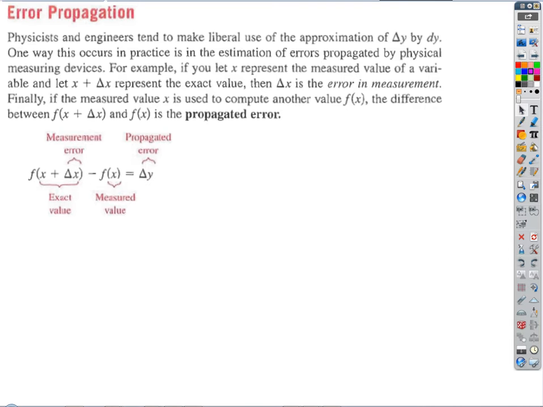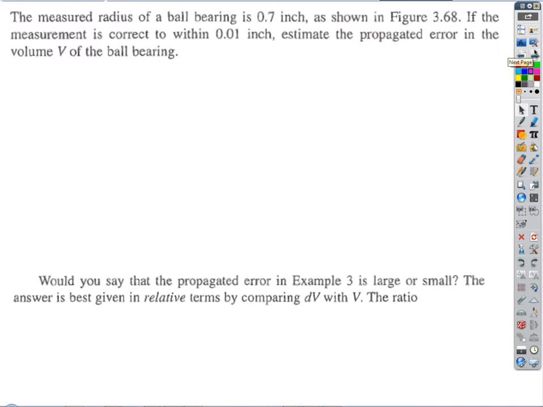So what if we want to do a problem like this? Say we measured the radius of a ball bearing to be 0.7 of an inch. If the measurement is correct to within 0.01 inches, estimate the propagated error in the volume V of the ball bearing. Okay, so first of all, what's our formula for volume of a sphere? 4/3 pi r cubed. Okay, good.